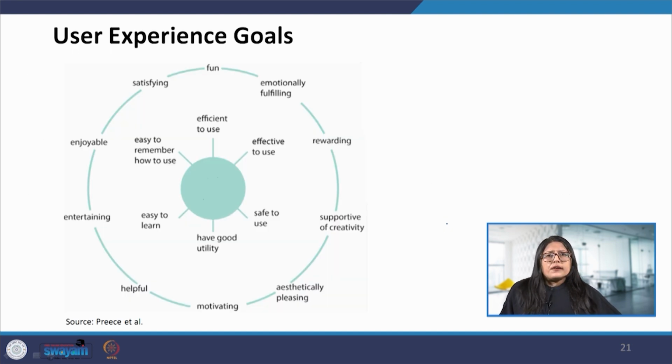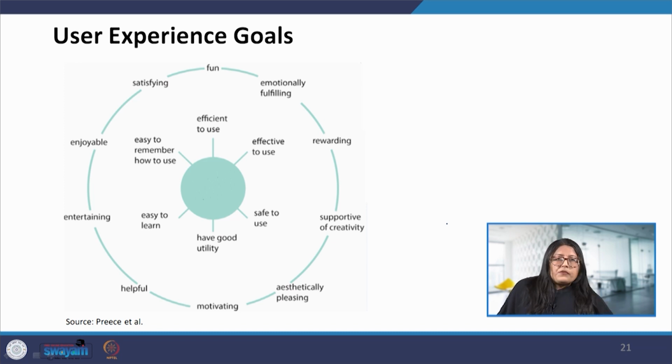Now, user experience goals. So, you can see here, around the circle we have efficient, effective, safe, all these points which are the usability goals, and in the outer diameter we have emotionally fulfilling, rewarding, aesthetics, helpful, satisfying, all those points. So, the outer circle is what refers to the user experience goals.